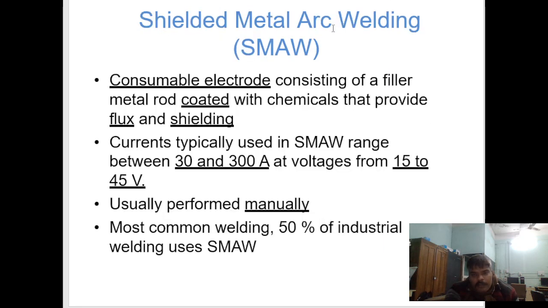Shielded metal arc welding characteristics. Consumable electrode consisting of a filler metal rod coated with chemical that provides flux and shielding. Current typically used in shielded metal arc welding ranges between 30 and 300 ampere at voltage from 15 to 45 volt. If we want high speed, then we can increase the voltage up to 60-75. Usually performed manually. Most common welding: 50% of industrial welding uses shielded metal arc welding.